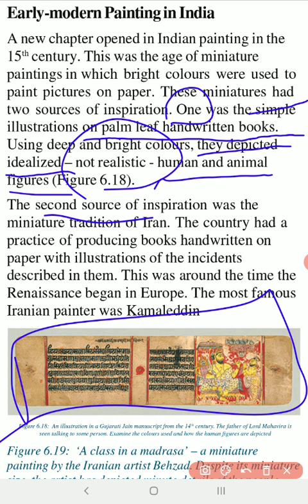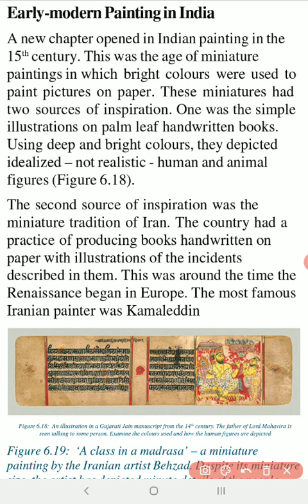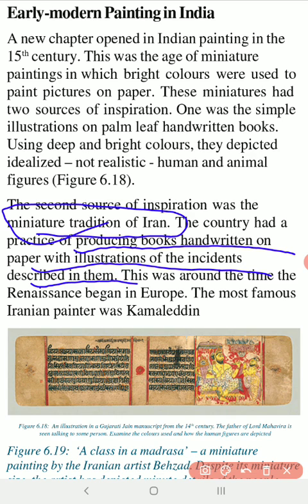The second important source of inspiration we find is the miniature tradition of Iran. So they also brought the tradition of Iran and used it here. The country had a practice of producing books handwritten on paper, with illustrations of incidents described in them.